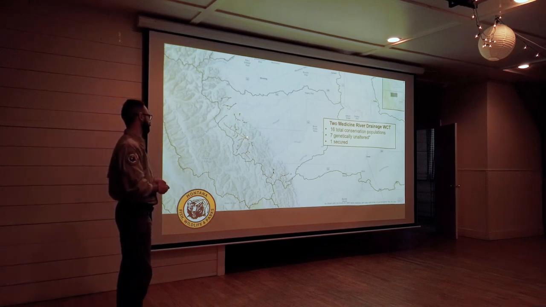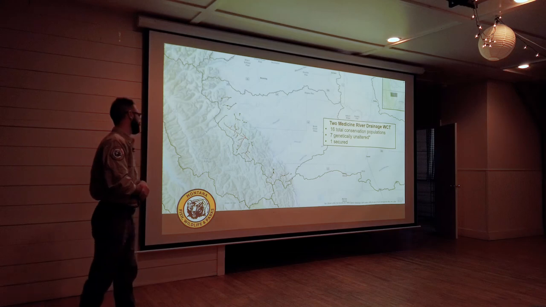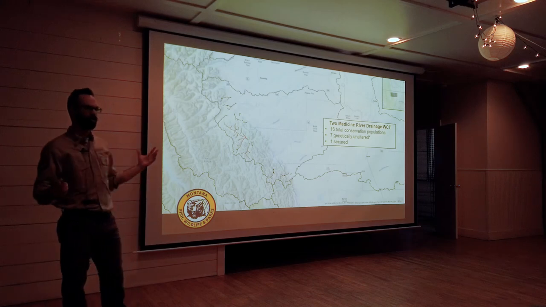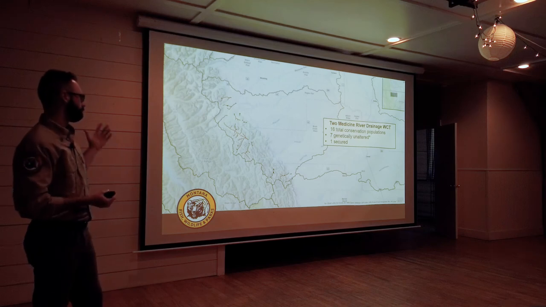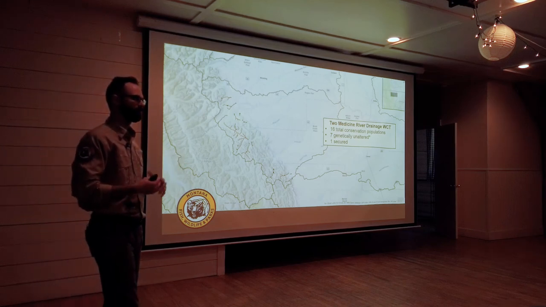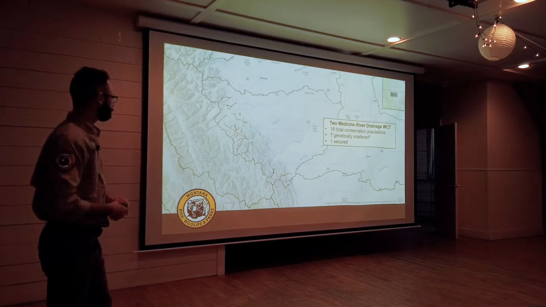and that would be the North Badger Creek meta population. It's a large stream network isolated by a waterfall barrier, maybe around 19, 20 miles of interconnected stream habitat.